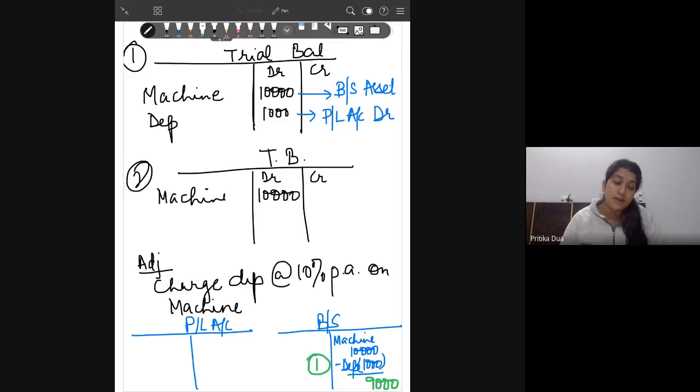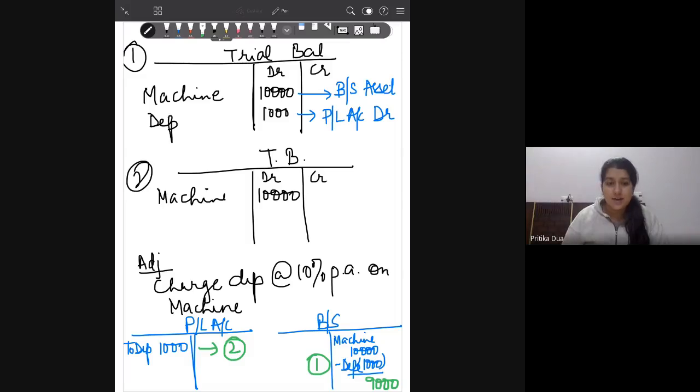The second effect of the adjustment will be in the P&L account to depreciation and the amount will be 1,000. On the debit side, because depreciation is an expense for the business. Okay, so simple. If given in adjustment, depreciation needs to be deducted from the amount of the respective asset and it comes on the debit side of the P&L account.